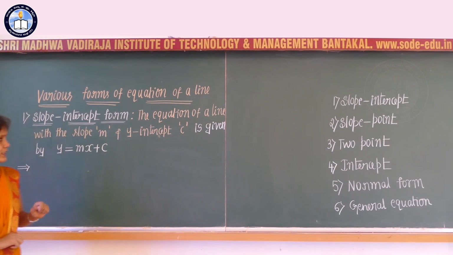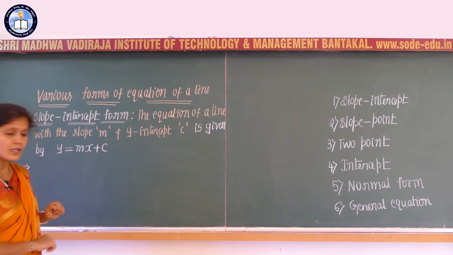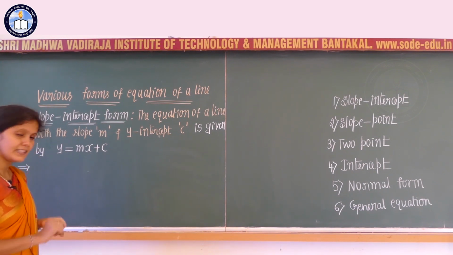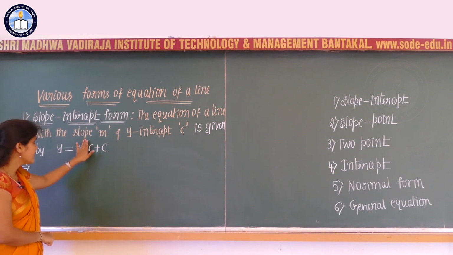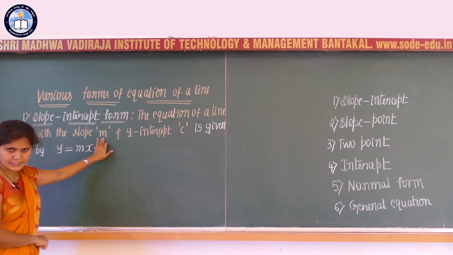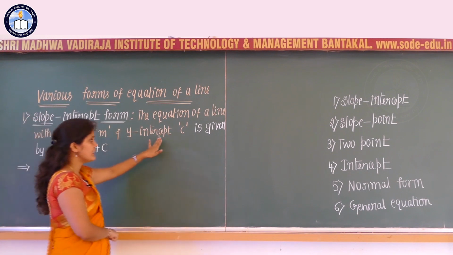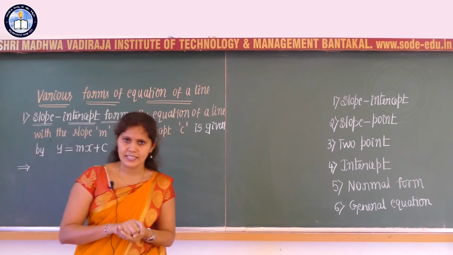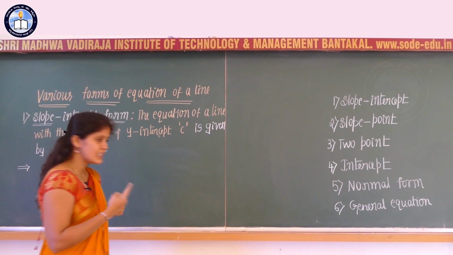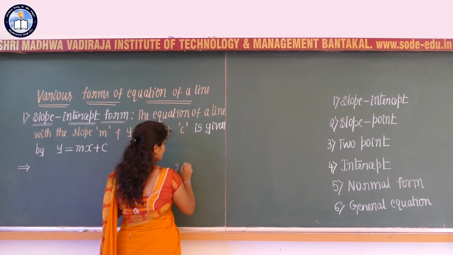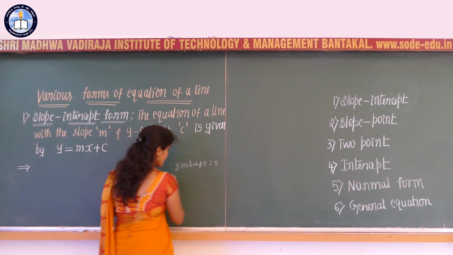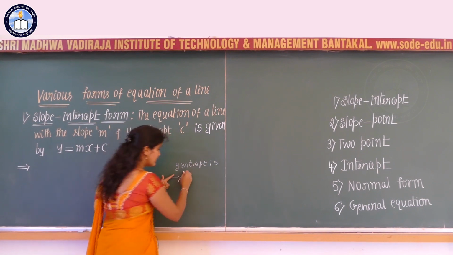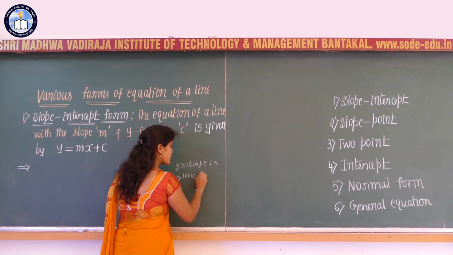So the proof of the result I can write like this. We should consider the given data. What is the given data here? Given that the slope of the line is m and the y-intercept is c. So what is meant by y-intercept is c? We have already completed that: y-intercept is c, which implies that the line passes through which point?